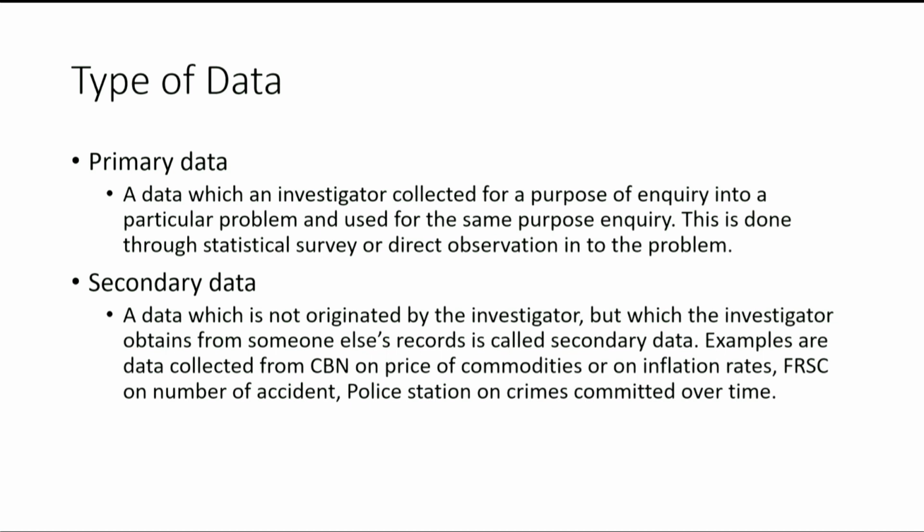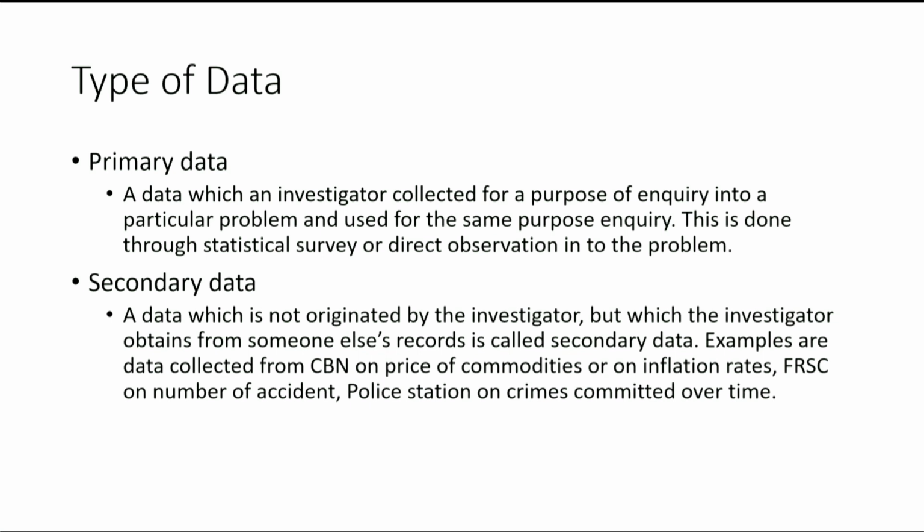That is what we refer to as primary data. That is, you collect it for one particular purpose and you use it for that particular purpose. While the second one is the secondary data, which is not originated by the investigator, but which the investigator obtained from someone else's record, is called secondary data.